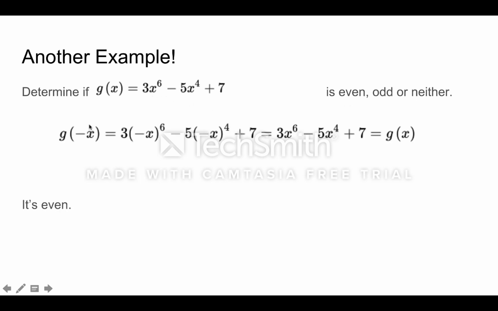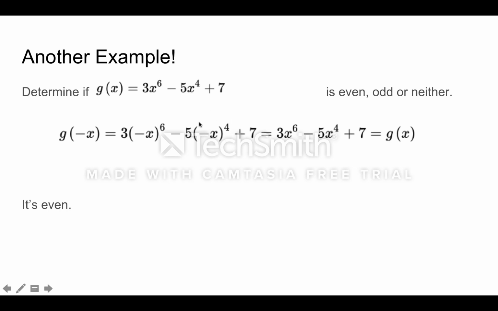So we replace all the x's with a negative x. If all those negatives disappear and we get back exactly this original, we've got ourselves an even function. So a negative to the 6th power, any even power is going to kill that negative. This negative to the 4th, gone. So this negative x to the 6th just becomes 3x to the 6th. This minus, we didn't do anything to this minus, it comes along for the ride.